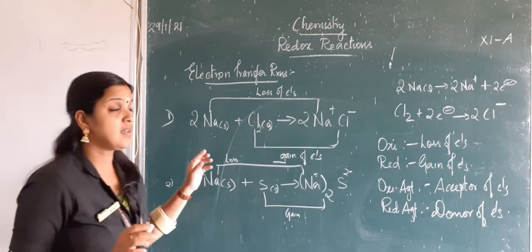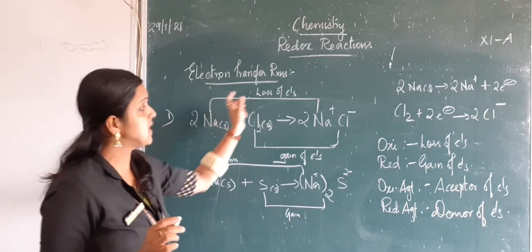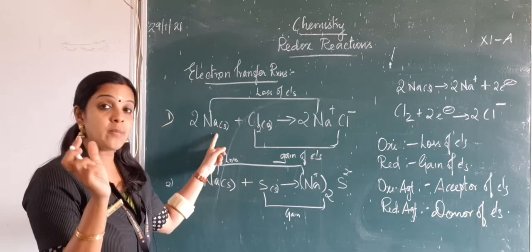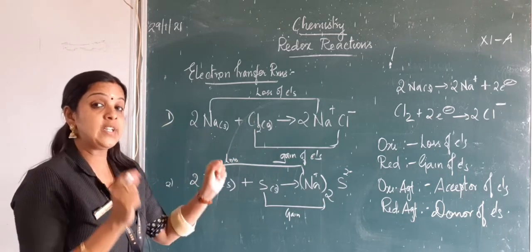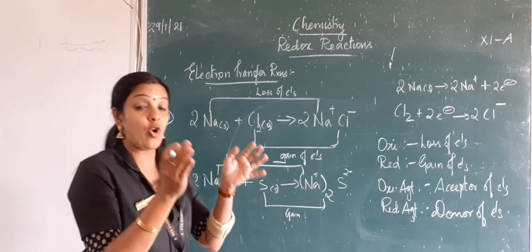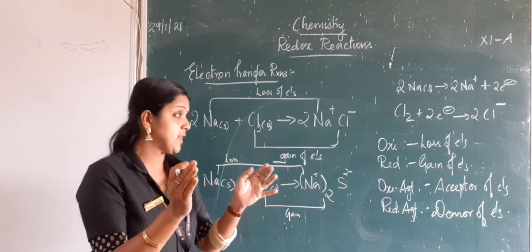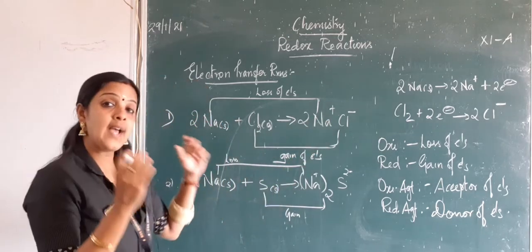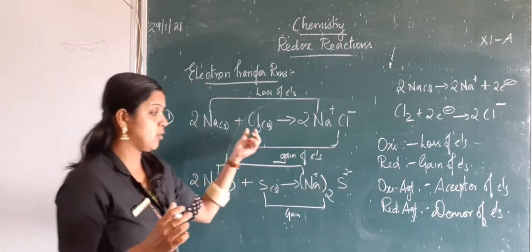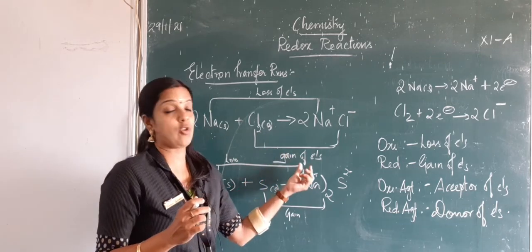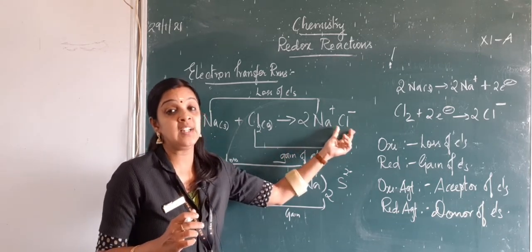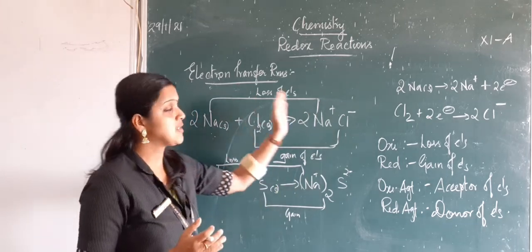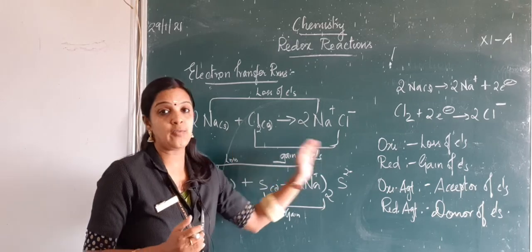So what is happening here? Sodium is losing electrons to become Na+. Sodium atomic number is 11, we know. So when it loses 1 electron, it attains an octet. It forms a stable configuration and becomes a cation, that is Na+. What happens with respect to chlorine? Chlorine gains those electrons and becomes a negative ion, that is an anion. So this is a reaction where there is a loss of electron and also gain of electrons.